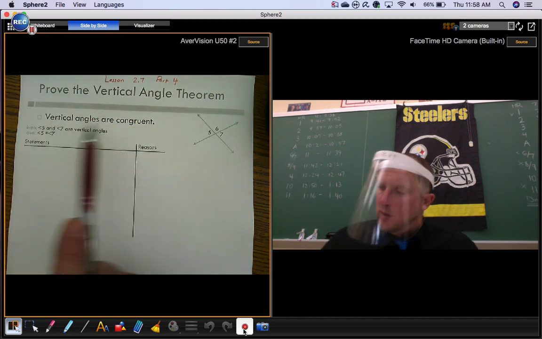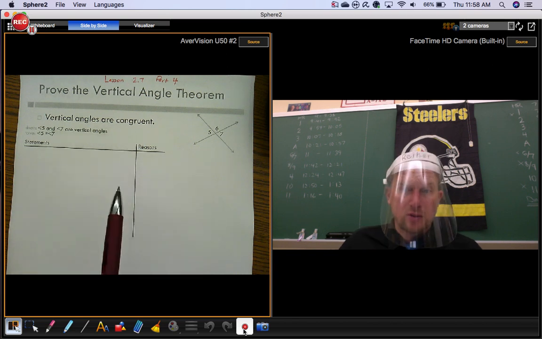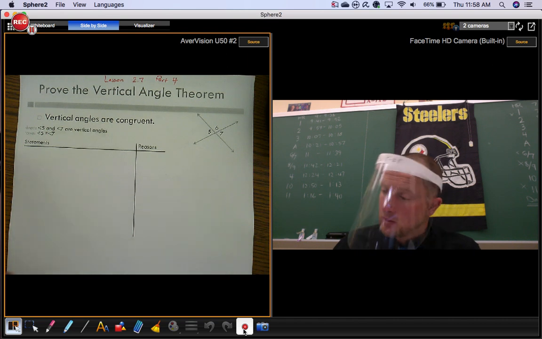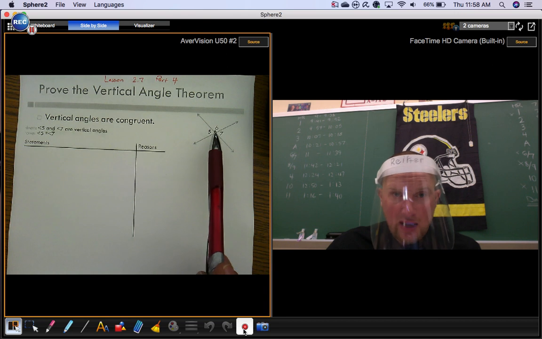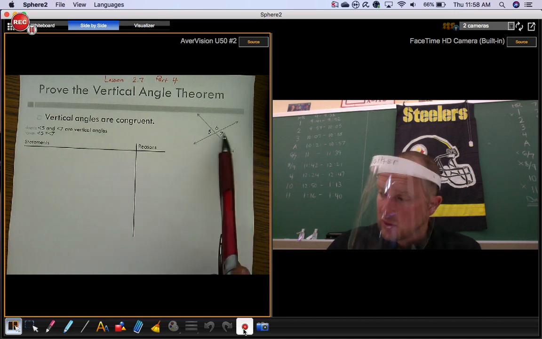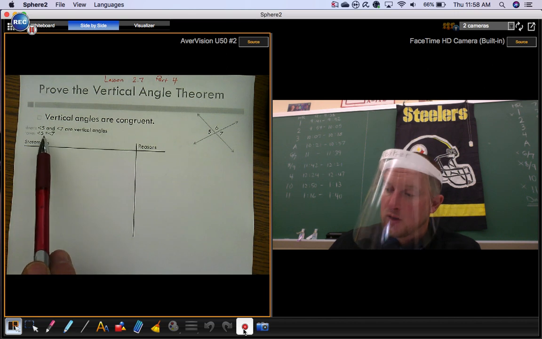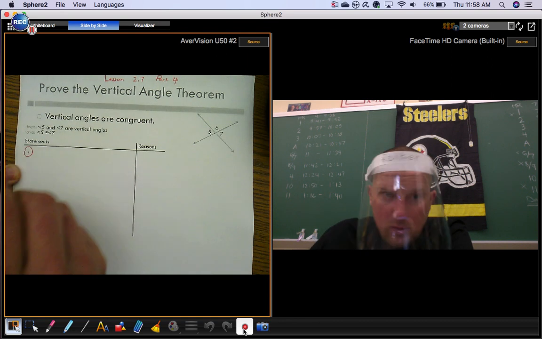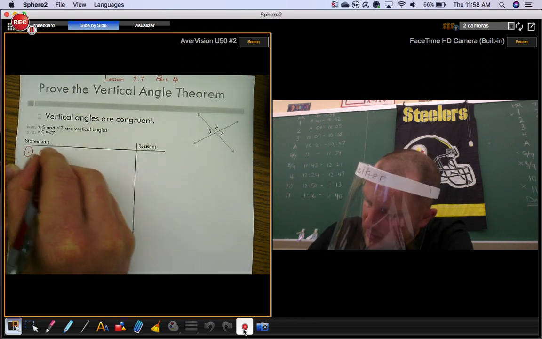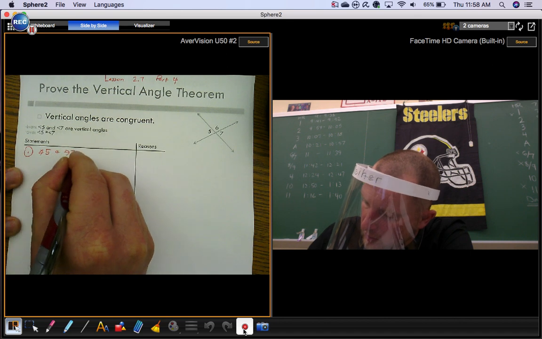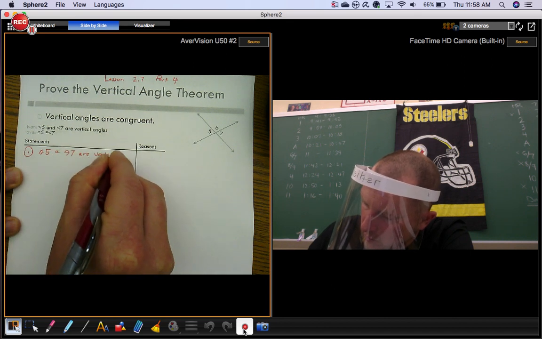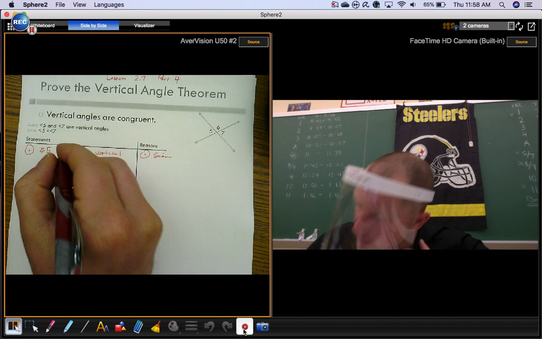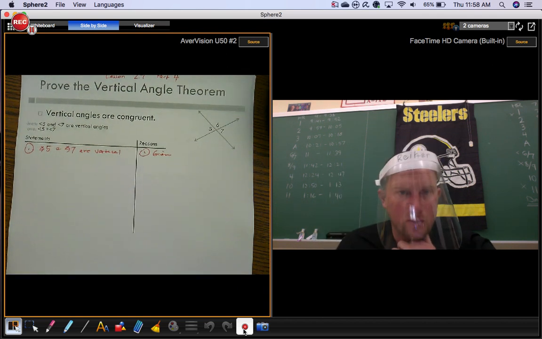So the vertical angle theorem says that vertical angles are congruent. We want to prove this so we can use it anytime we want to prove something else. We're given that angle 5 and angle 7 are vertical angles. Clearly they're vertical in this diagram. Can you prove that angle 5 is congruent to angle 7? Our first step would just be to write down the given. Angle 5 and angle 7 are vertical angles.